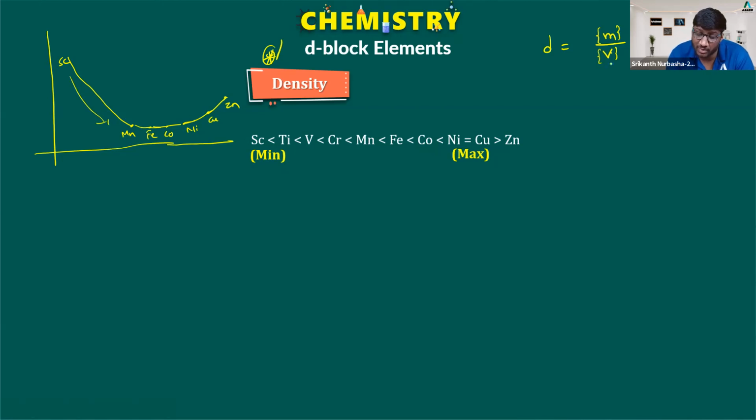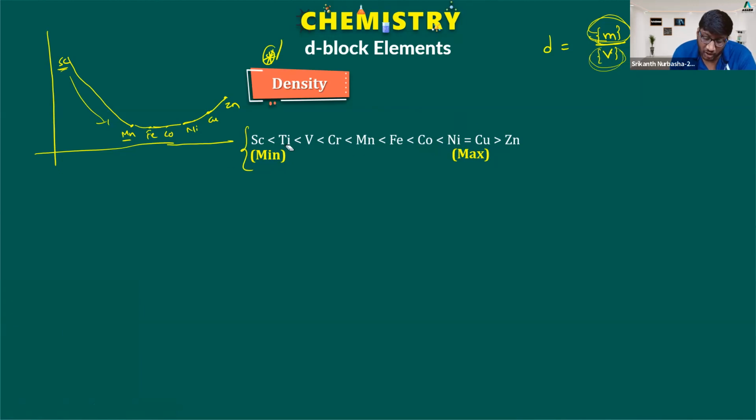Density is equal to mass by volume. If you are going from scandium to zinc, mass is increasing. And radius is also decreasing. Yes or no? Radius is decreasing from first to manganese. So mass is increasing, radius decreasing means volume decreasing. So volume decreasing means density should increase. So look at from scandium to nickel. What do you have?